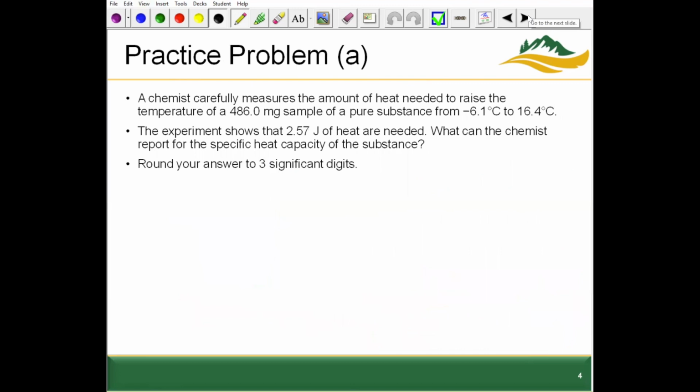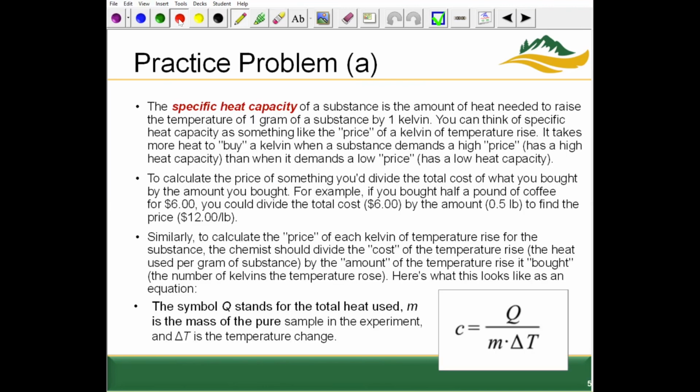Let's try this practice problem now. A chemist carefully measures the amount of heat needed to raise the temperature of a 486 milligram sample of a pure substance from this temperature to this temperature. The experiment shows that this many joules, remember J is joules, a unit of energy, is needed. What can the chemist report for the specific heat capacity of the substance? We're going to use a very useful equation within this chapter to solve this. Before going through and solving this, let's set the stage for using this equation.